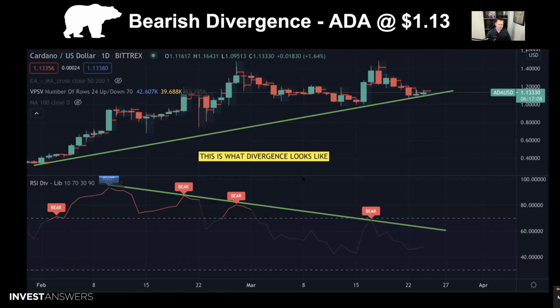Bearish divergence. This is Cardano, currently at $1.13 in this chart. And you can see here the trend is upwards for Cardano over time since the beginning of February. But if you look at the RSI trend line, it's downwards. And this is a bearish divergence. This is not good. So what you have here is this support line up above. If the price of Cardano breaks through that, that can be a very bearish signal that Cardano could tank. So bear that in mind.